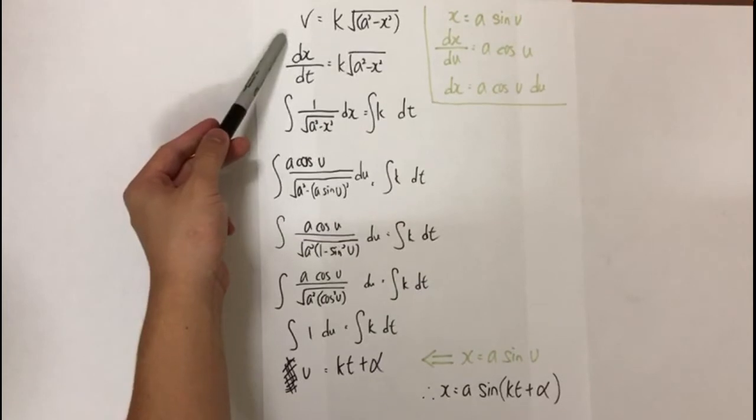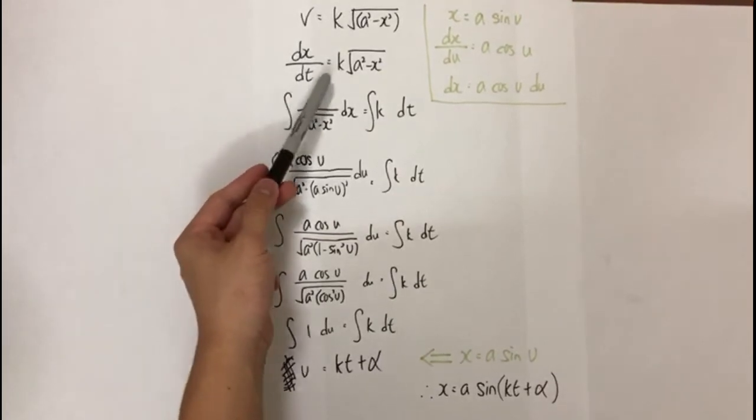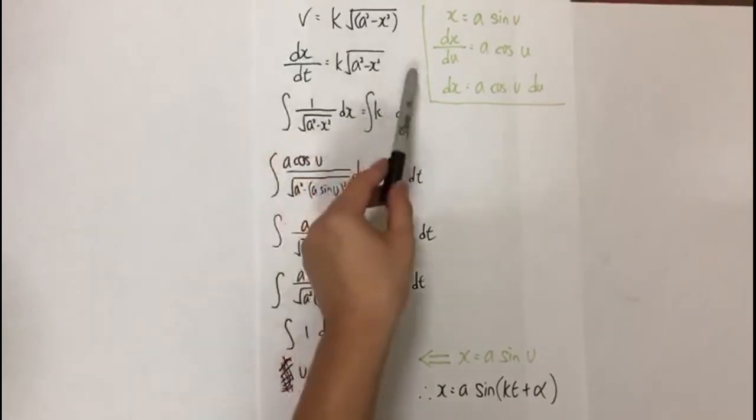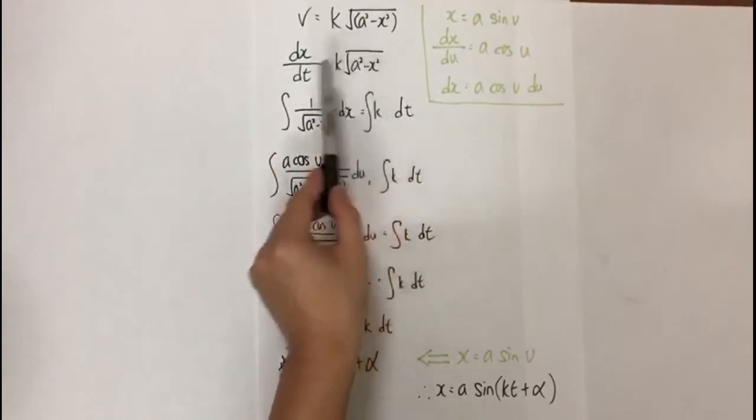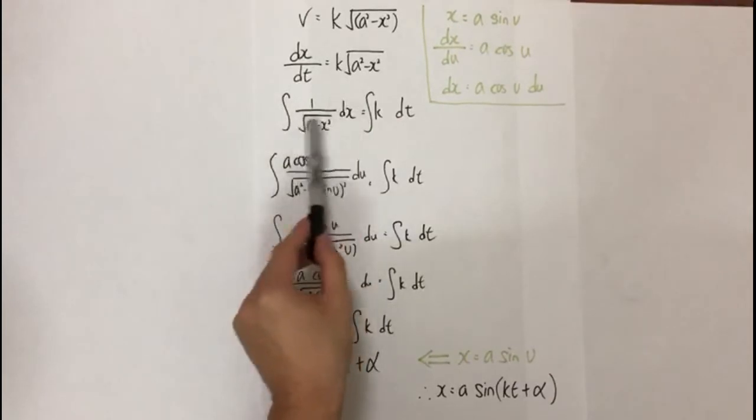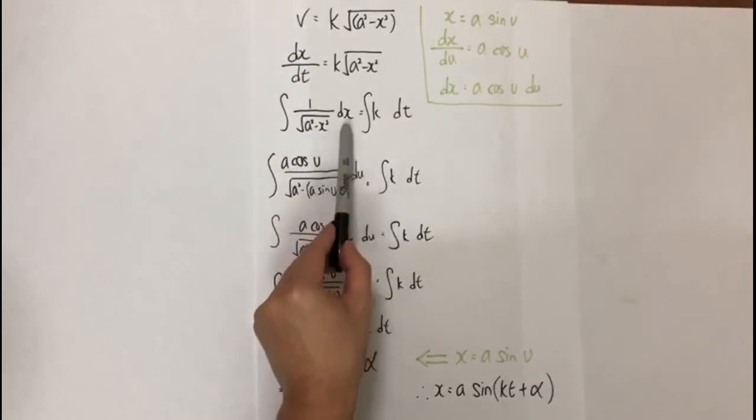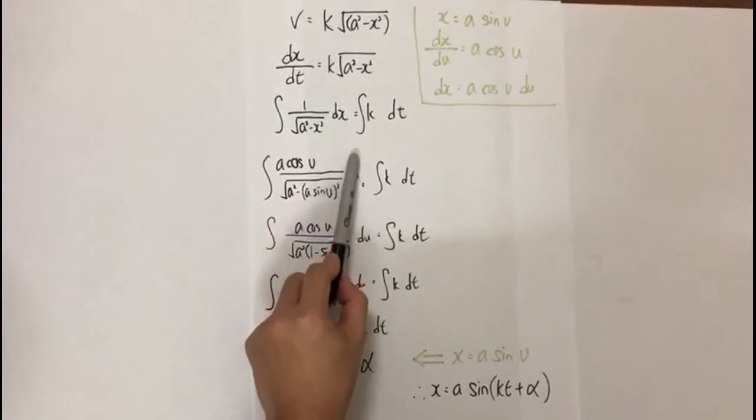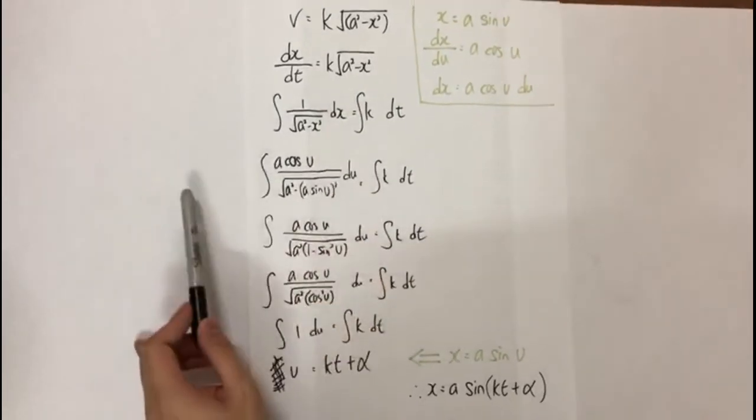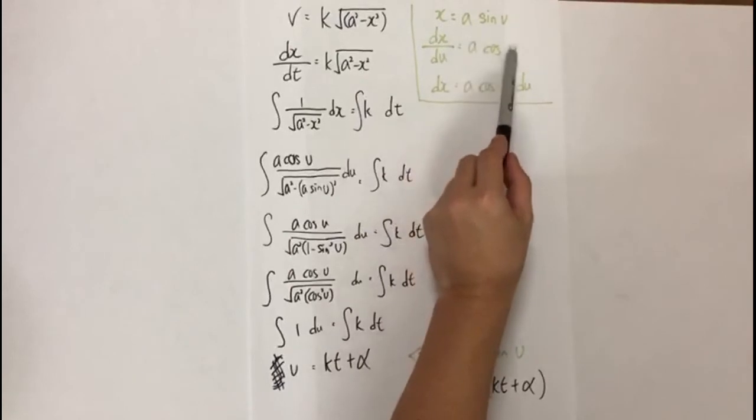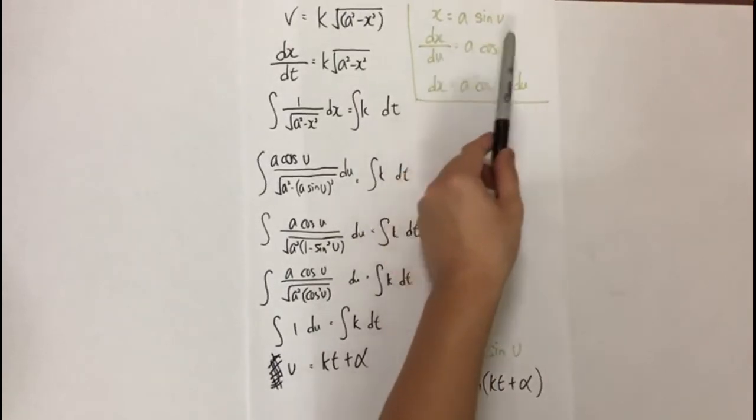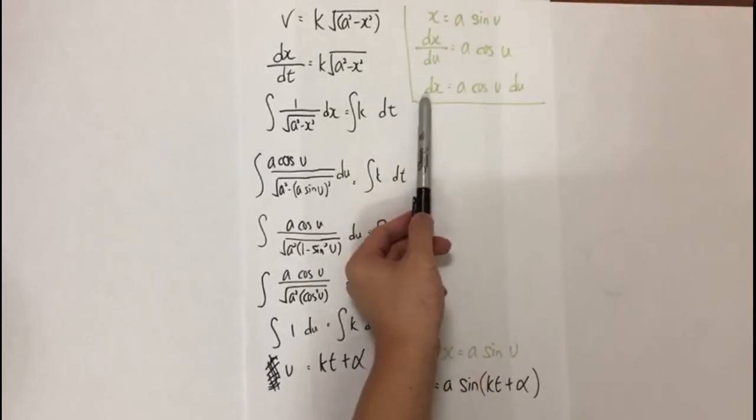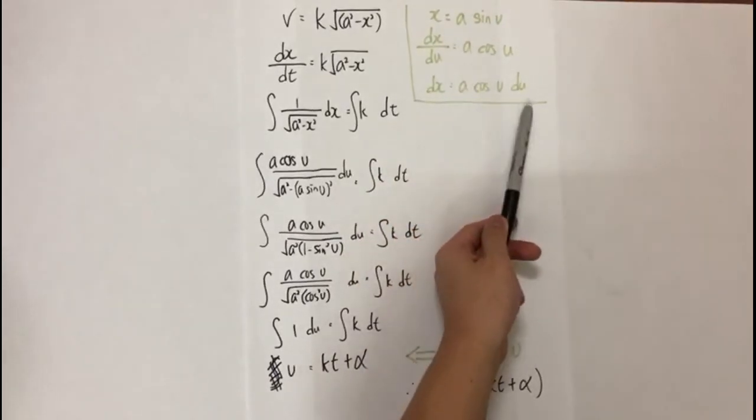V can be written in the form of dx/dt equals k times the square root of a squared minus x squared. By multiplying dt to this side and dividing the square root of a squared minus x squared to this side, you get 1 over the square root of a squared minus x squared dx equals k dt. And you integrate both. But before we do that, we have to let x equal a sine u. And by differentiating x in terms of u, you get a cosine u. And let's make dx the subject, and you get a cosine u du.